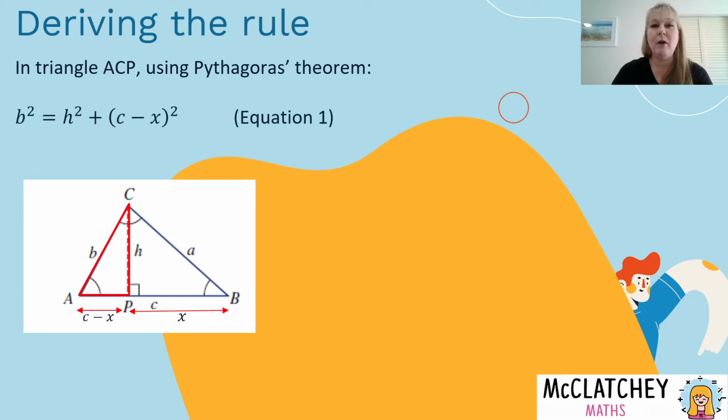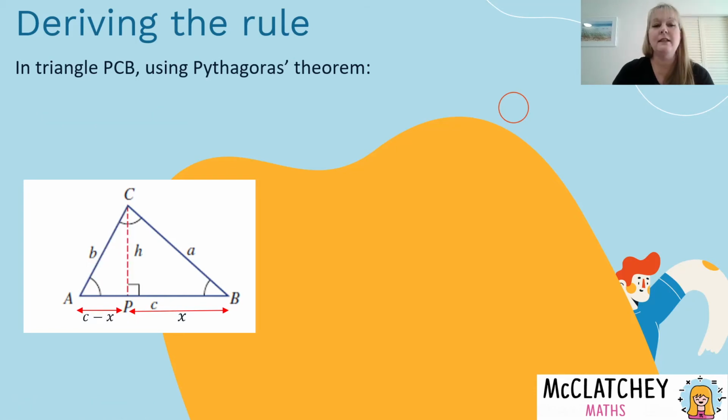So using Pythagoras' theorem, the hypotenuse, which is B squared, is equal to this perpendicular height squared plus this length here, C minus X squared. I'm going to call that equation 1 because we're going to solve using simultaneous equations. Okay, so that's the first thing.